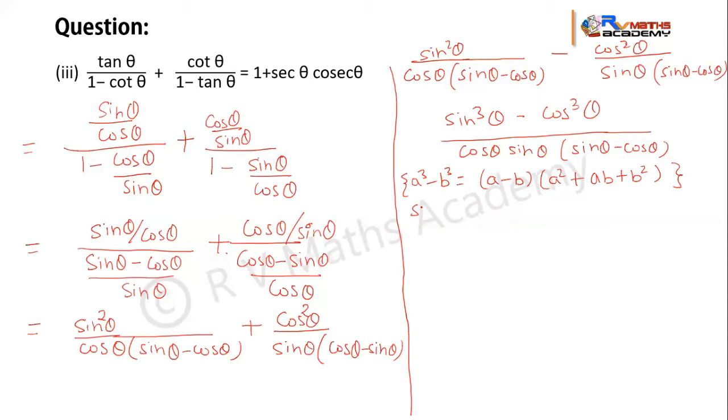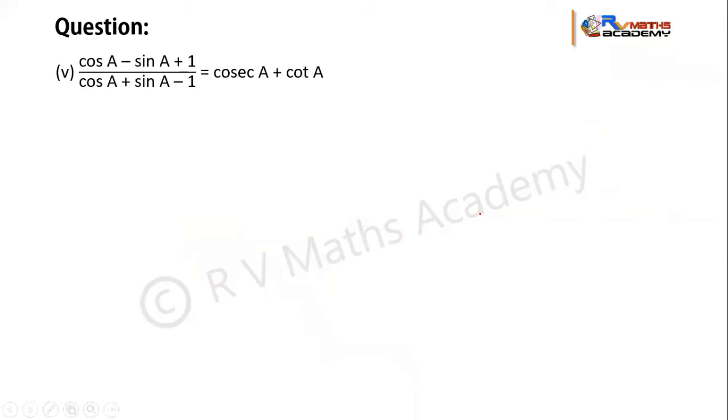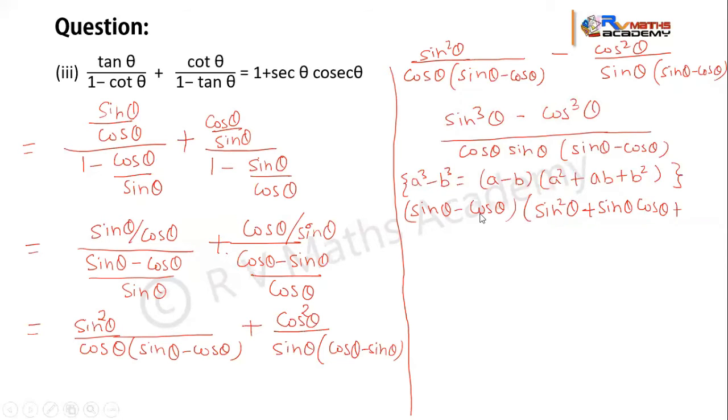So you can write sine theta minus cos theta in one bracket. In another bracket, you will write the square of a, that is sine theta. So we'll get sine square theta plus a into b, means sine theta into cos theta. You will multiply only the trigonometric ratio, no need to multiply the a side. So you will write plus sine theta cos theta plus b square. So your b is cos theta. So the square of cos theta means cos square theta.